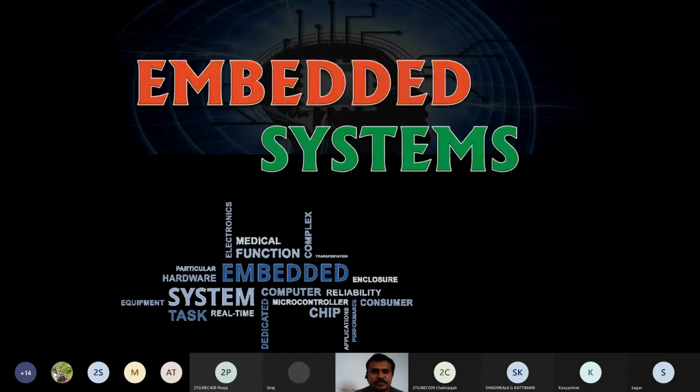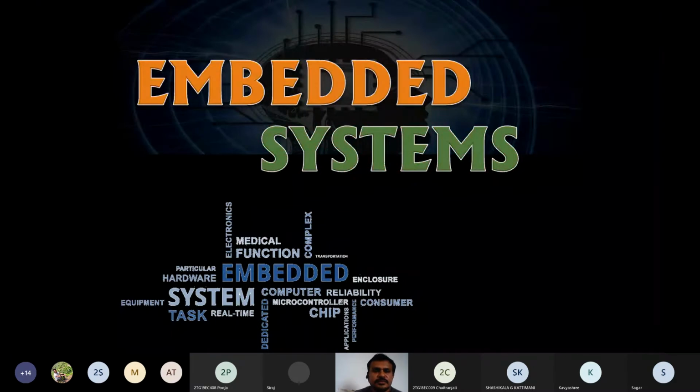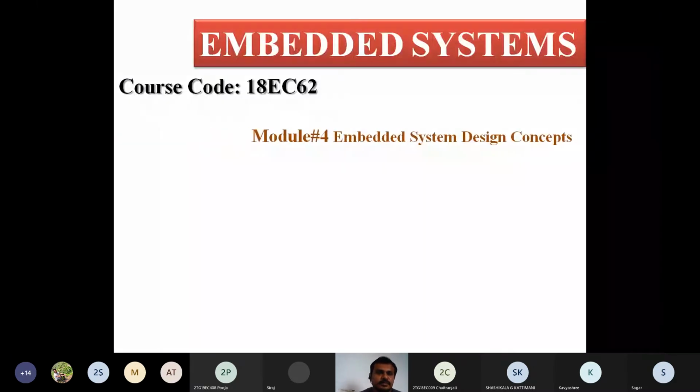So in today's session, we discuss Module number 4, that is embedded system design concepts. In the previous session, we completed Module number 3, and regarding that, weekly assignment work was given to you in the Google Classroom. So submit that before the due date. I have extended the second assignment up to Saturday.